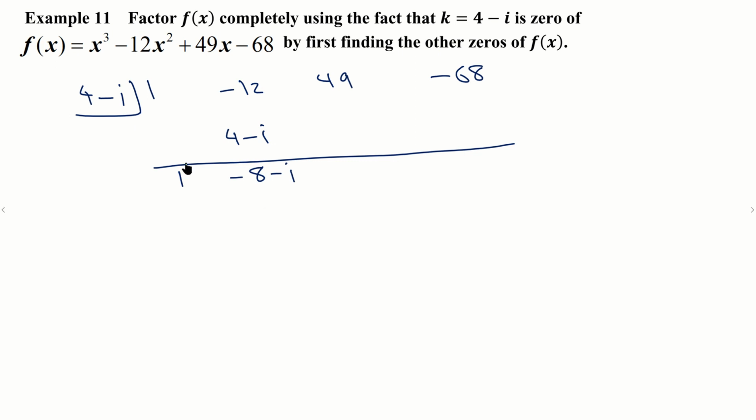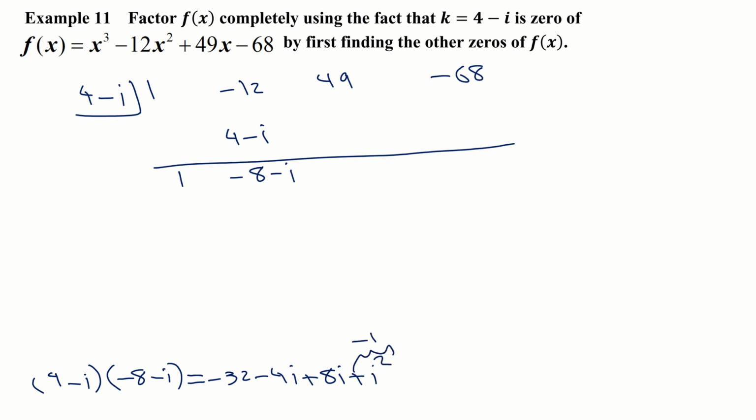So we're going to multiply those two. Let's take care of that on the side here. 4 minus i times -8 minus i, right? So that's going to be -32 minus 4i plus 8i plus i squared, which is -1. So -33 plus 4i. Okay? So that goes here.